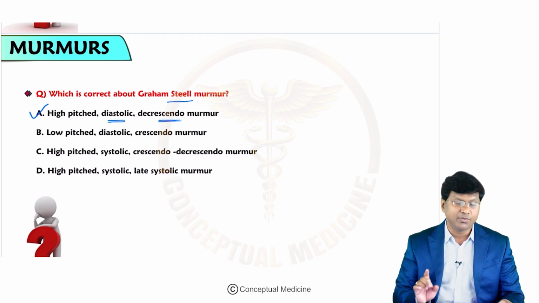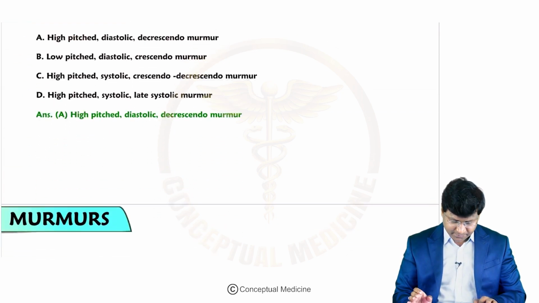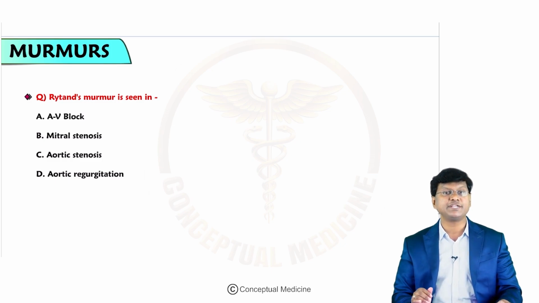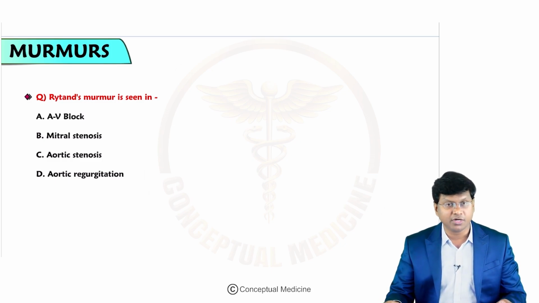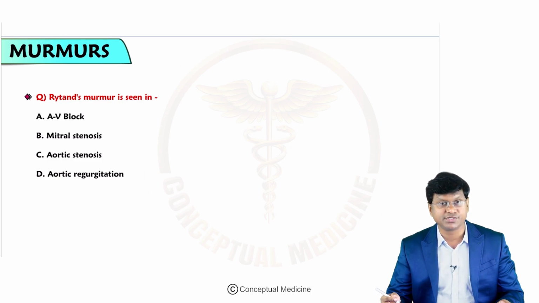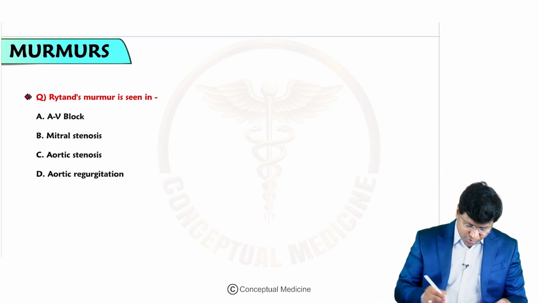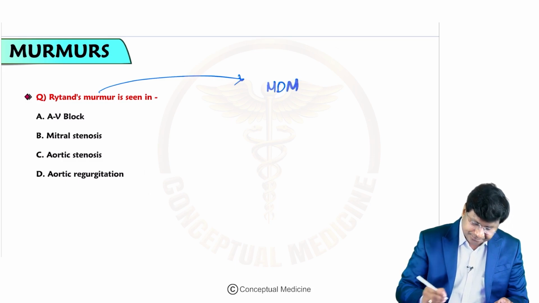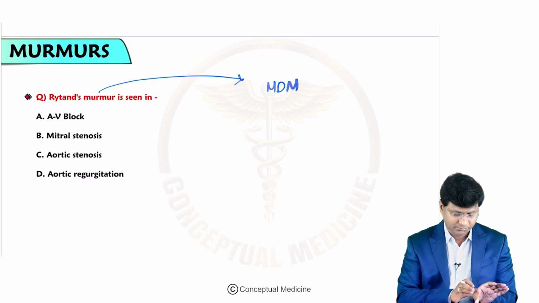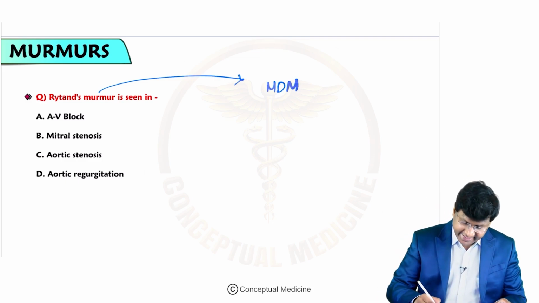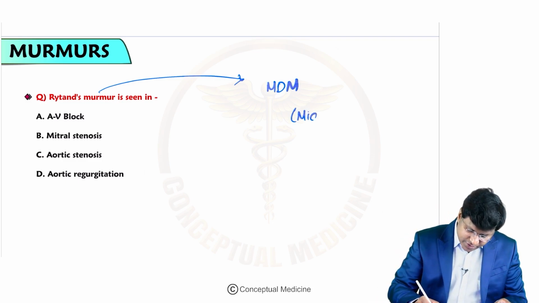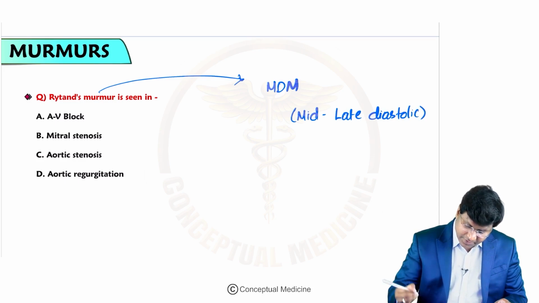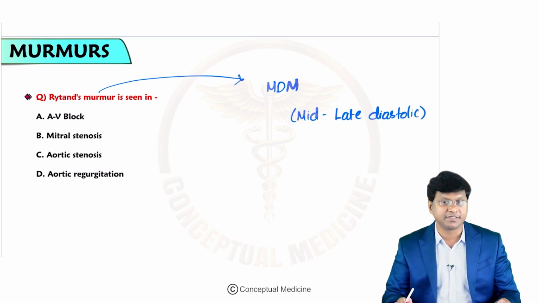And one more named murmur is the Rytand murmur. Rytand murmur is seen in AV block, mitral stenosis, aortic stenosis, aortic regurgitation. So Rytand murmur is a mid-diastolic murmur, or a mid to late diastolic murmur.